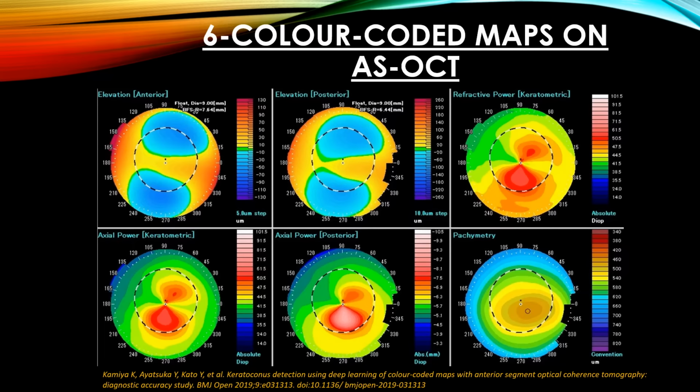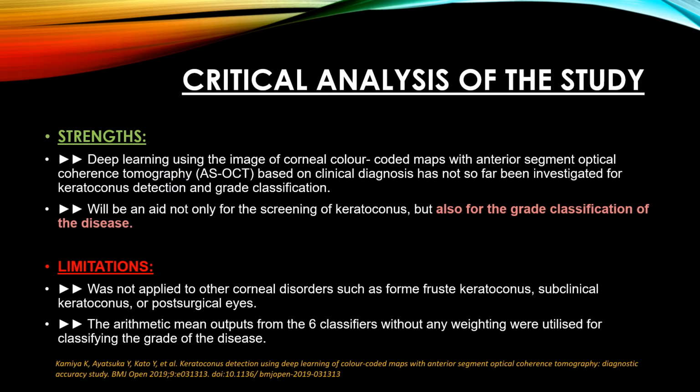So these were the various 6 color-coded maps as we had seen: the anterior elevation, the posterior elevation, the refractive power, the axial power or the sagittal power, keratometric and posterior, and finally the thickness, that is the pachymetry maps.